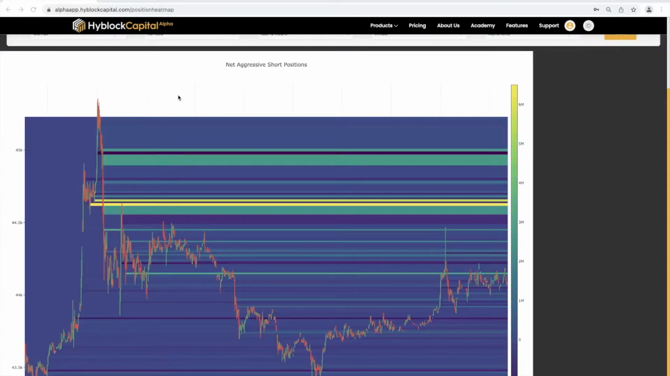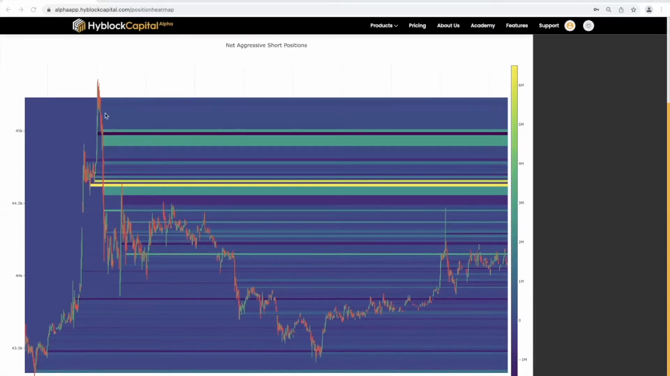Switching over to the net positions heat map, let's take a look at the net aggressive short positions. We can see that there was a lot of aggressive shorts that opened in different areas during the last 12 hours, including this region over here, and over here, as well as some areas where a lot of shorts closed positions, such as this black line in the middle right here, and this dark blue line below right here.